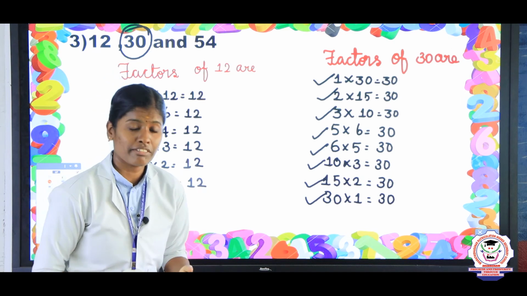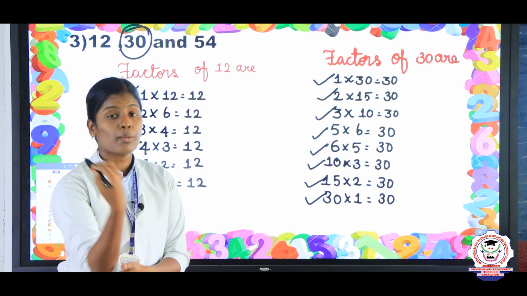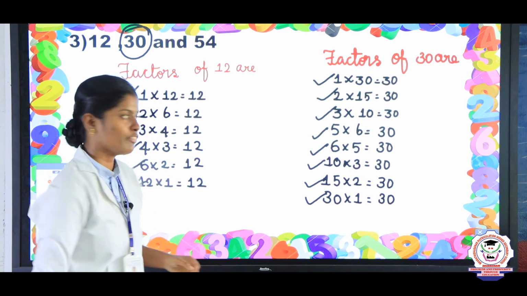Now we are going to find the factors of 54. Now listen children, you know the factors of 12 and the factors of 30. The factors of 12 are 1, 2, 3, 4, 6 and finally 12. Then you also know the factors of 30 are 1, 2, 3, 5, 6, 10, 15 and 30. Now we are going to find the factors of 54.